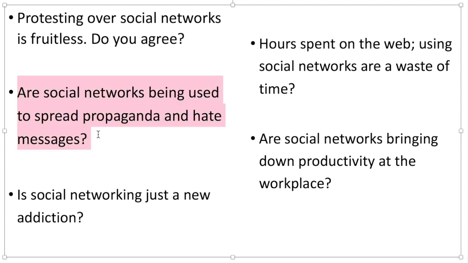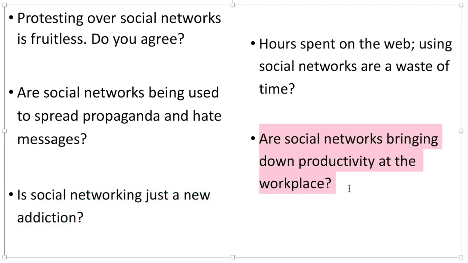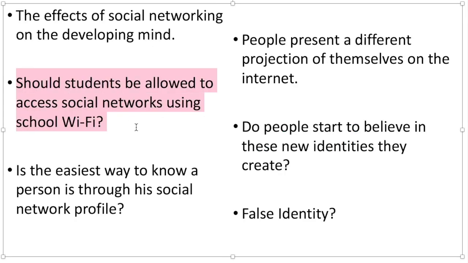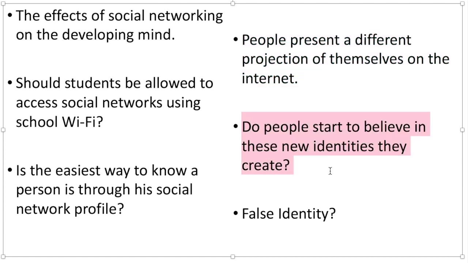Are social networks being used to spread propaganda and hate messages? Is social networking just a new addiction? Are social networks bringing down productivity at the workplace? Should students be allowed to access social networks using the school Wi-Fi? People present a different projection of themselves on the internet? Do people start to believe in these new identities that they create?